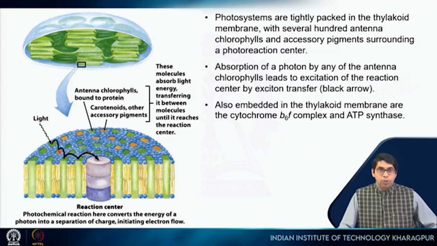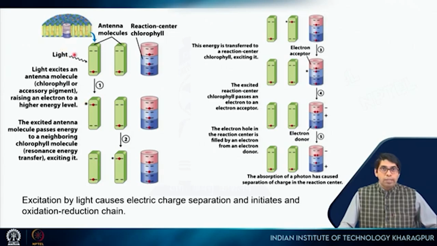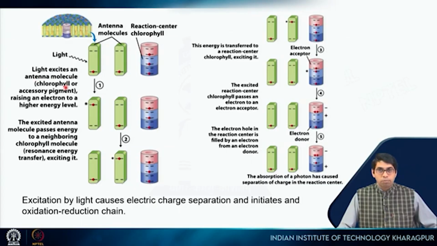So this is just showing you the light harvesting complex, right? Light is absorbed by any of these antenna chlorophylls and then it is passed on to this reaction center. So let's look at what happens here. Light is absorbed by the antenna molecules. So these are the antenna molecules, okay? Light excites an antenna molecule. It can be chlorophyll or beta carotene or any other pigment, right?